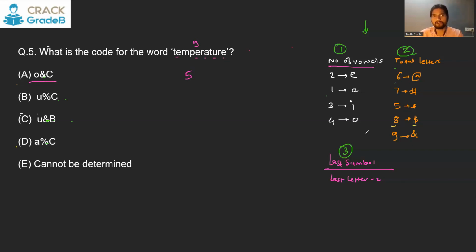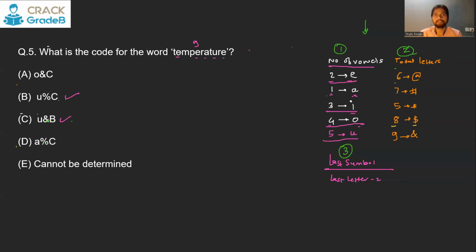If you can just follow this, 1 vowel is A, 2 vowels is E, 3 vowels is I, 4 vowels is O, and 5 vowels is U. A is the first vowel, E is the second vowel, I is the third vowel, O is the fourth vowel, so the fifth vowel is U. That means the first letter should be U, so either this or this could be the answer.